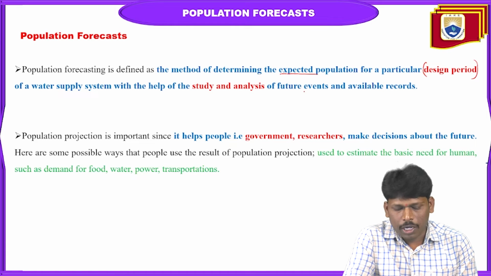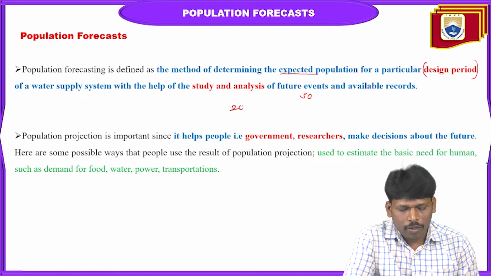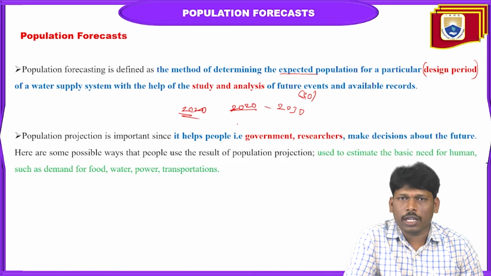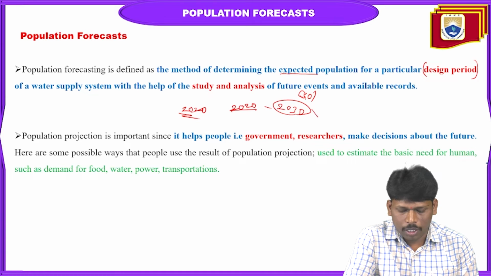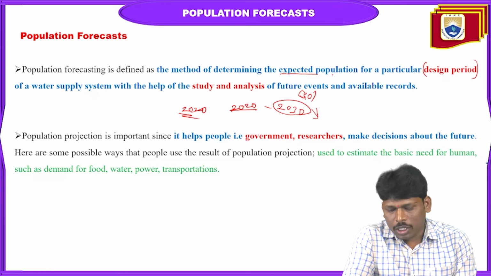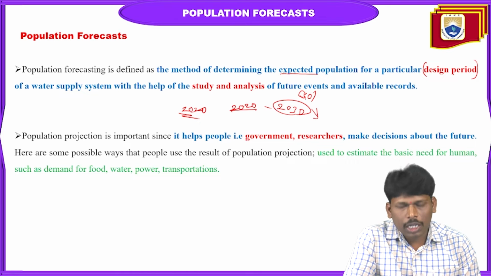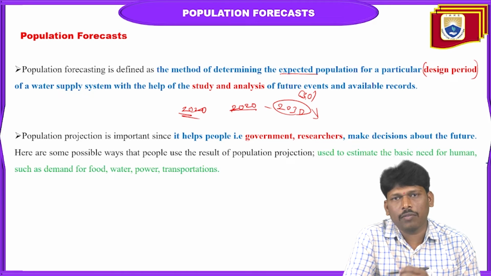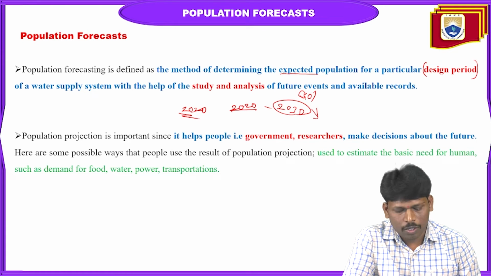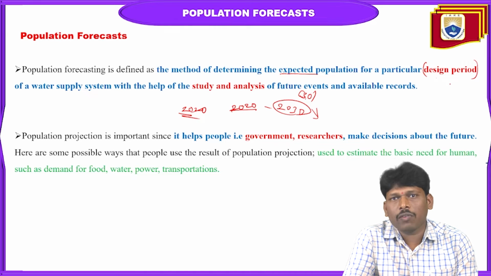For example, if you say we are in 2020 and the design period is 30 years, it is 2030. Till 2020 we know the population from the census data, but in 2030 we don't know the population. So whatever population we calculate for 2030 becomes the expected population. We are expecting the population for 30 years, and accordingly we plan the structures, designing dimensions and the materials we want to use. That's why the design period is very, very important.